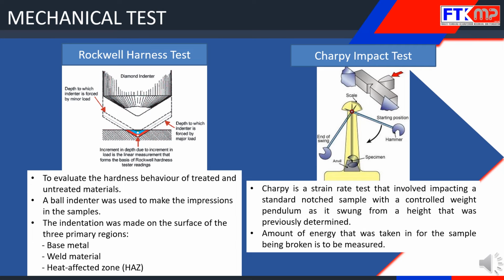For the mechanical test, two tests will be conducted. The first test is Rockwell, to evaluate the hardness behavior of treated and untreated materials. A ball indenter was used to make the impression in the samples. The indentation was made on the surface of the three primary regions, which are base metal, weld material, and heat affected zone. And the second test is the impact test, namely the Charpy test.